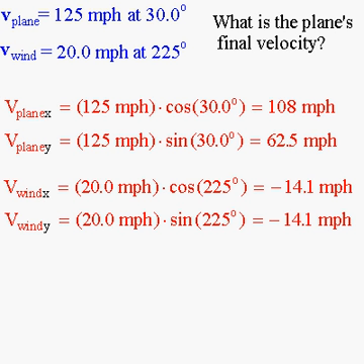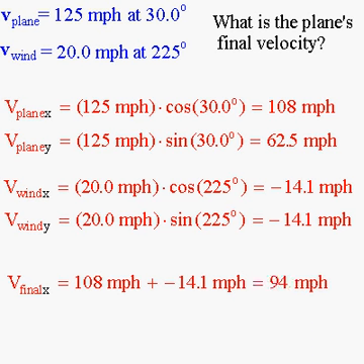Now, why did we go through all this rigmarole? Well, remember, to add vectors, we can only add their components. So now that I have the x component of the plane and the x component of the wind, I can simply add those together to get the x component of the final velocity. So the x component of the final velocity is simply the x component of the plane, 108 miles per hour, plus the x component of the wind, negative 14.1 miles per hour. That works out to 94 miles per hour.